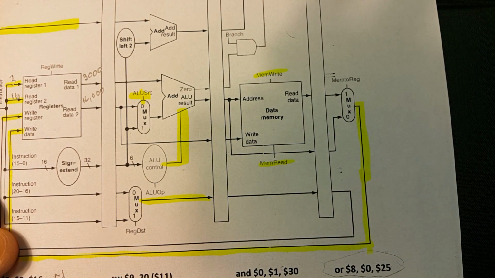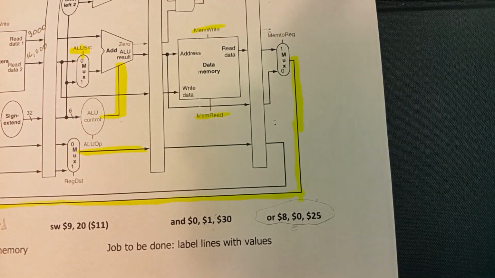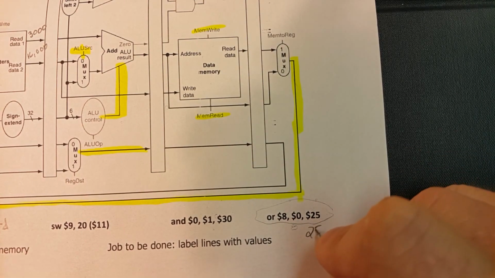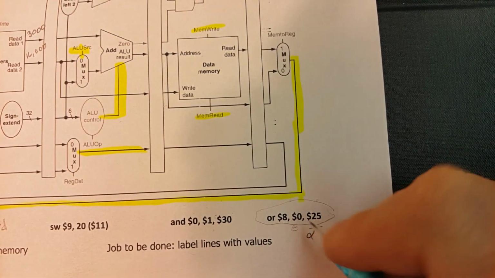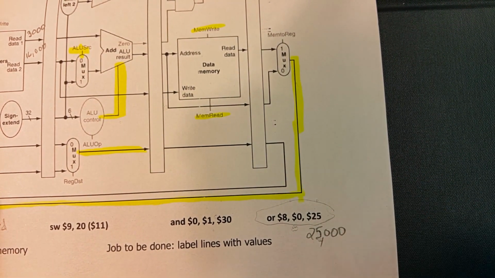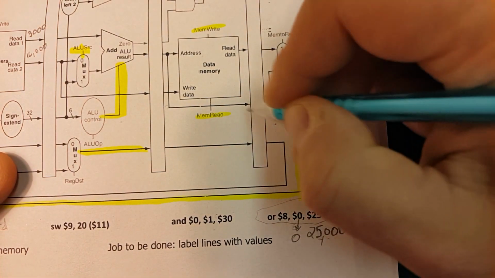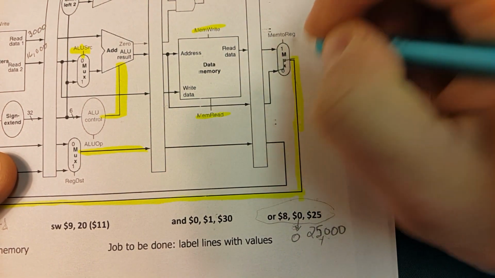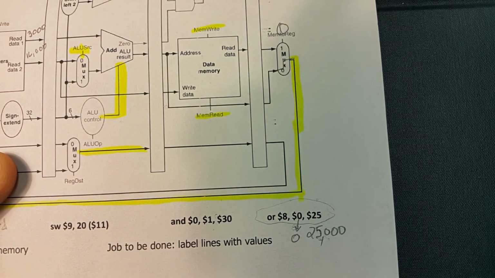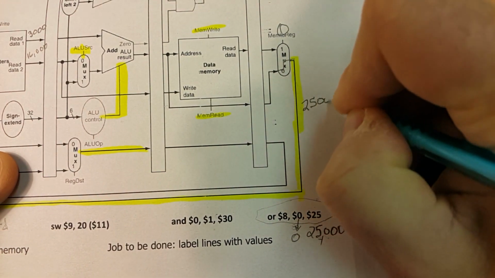Now, the value in 25 would have been 25,000. And this is going to be 0. Were we to have ANDed them together, we'd get 0, but since we're ORing them together, we get 25,000. And as a reminder, MemToReg would have been a 0 here, to make sure that we pass through the answer. So this is going to be 25,000.